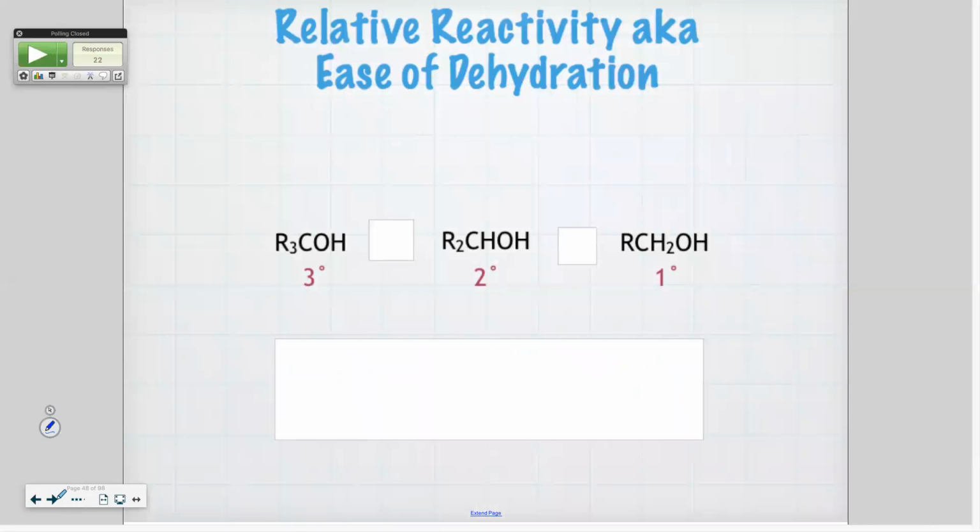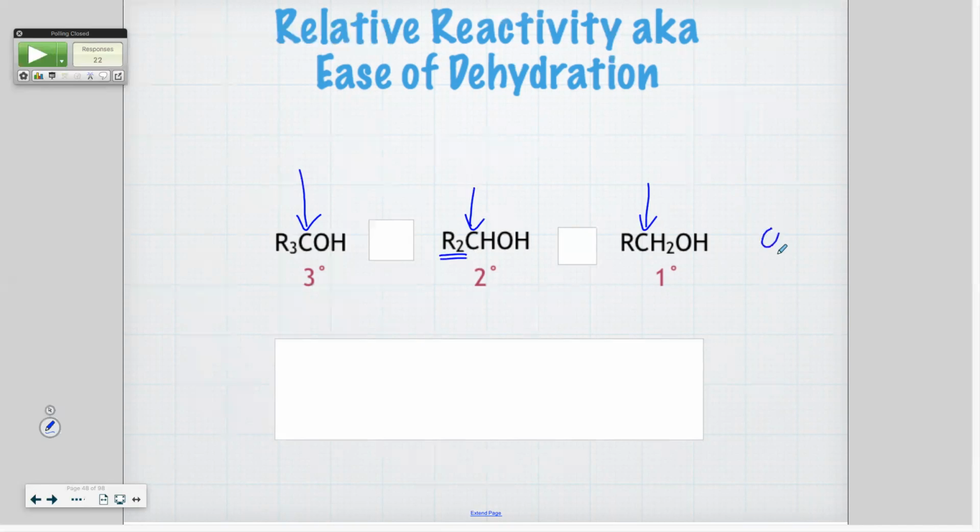Okay, so relative reactivity or ease of dehydration. The tertiary alcohols are going to be the alcohols that have a carbon with 3 R groups on it. Secondary ones, the carbon of the OH has 2 R groups, and primary is this one.